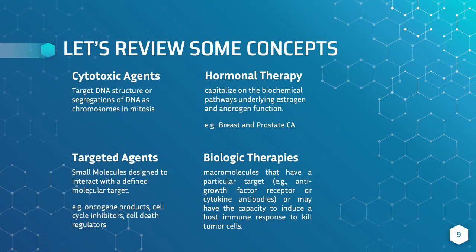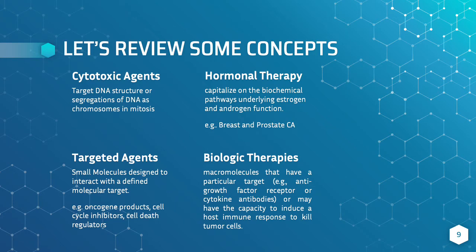Let's review the main types of systemic treatments. First are your cytotoxic agents or your conventional chemotherapy drugs. These drugs target DNA structure or segregation of DNA as chromosomes in mitosis. Another type is your hormonal therapy that capitalizes on the biochemical pathways underlying estrogen and androgen function. These hormonal therapies find clinical utility in cancers that are very responsive to hormones, such as breast and prostate cancer.